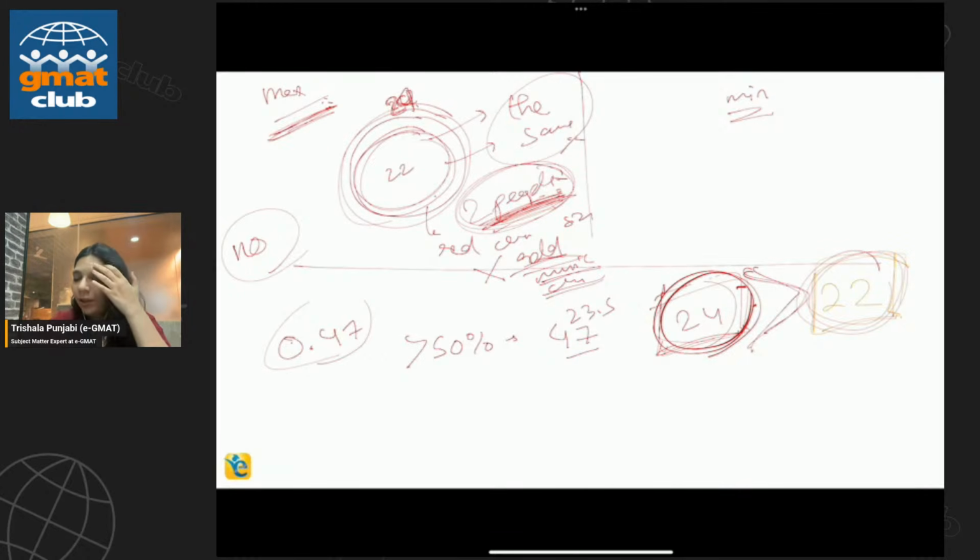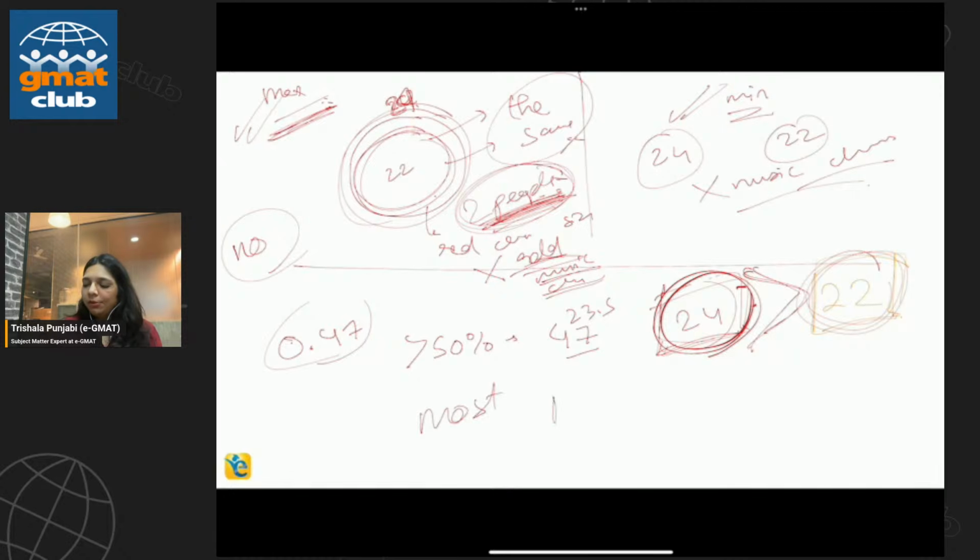Perfect. Now, if we talk about min, this could be a separate 24 people and this could be a separate 22 people. Nobody wants music classes to be added. So, what does this tell you? That in both the max scenario and the min scenario, most people do not want music classes.